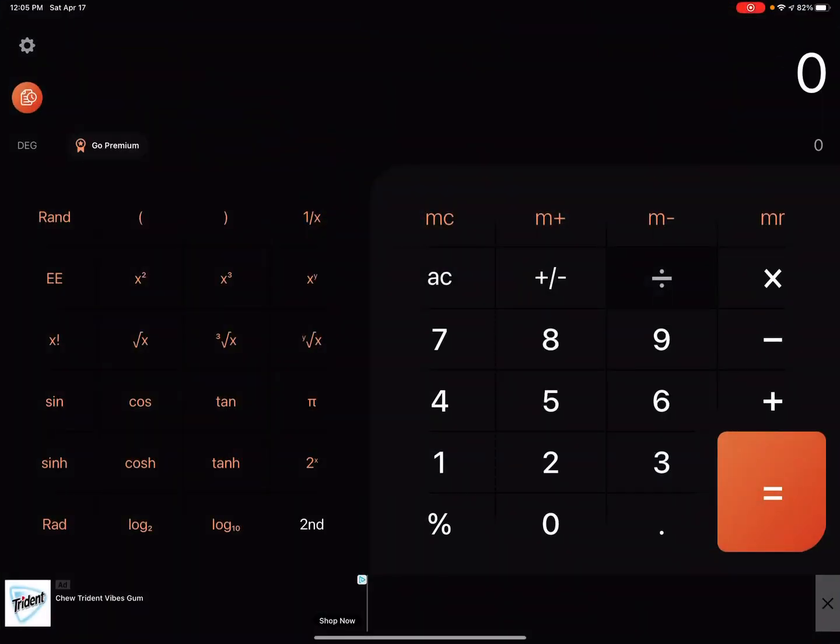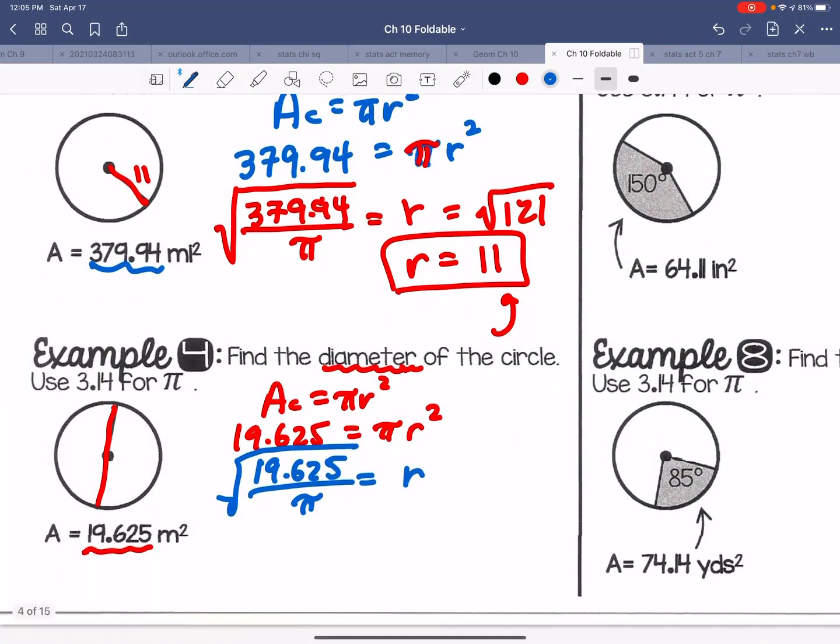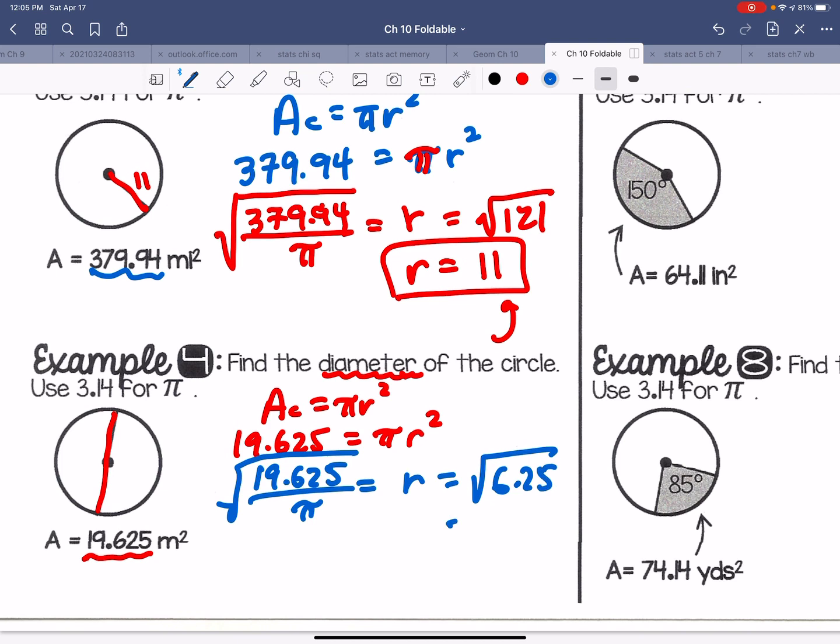19.625 divided by pi, and we'll take the square root. But that's only the radius, so the diameter is 2 times the radius. So 2 times 2.5 is 5, and that makes sense.